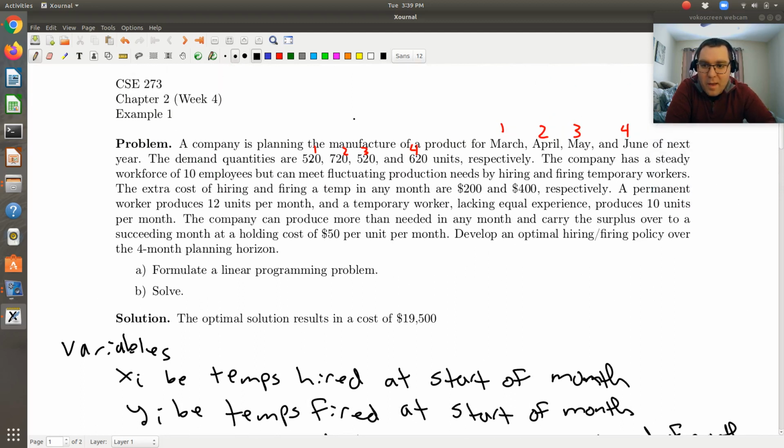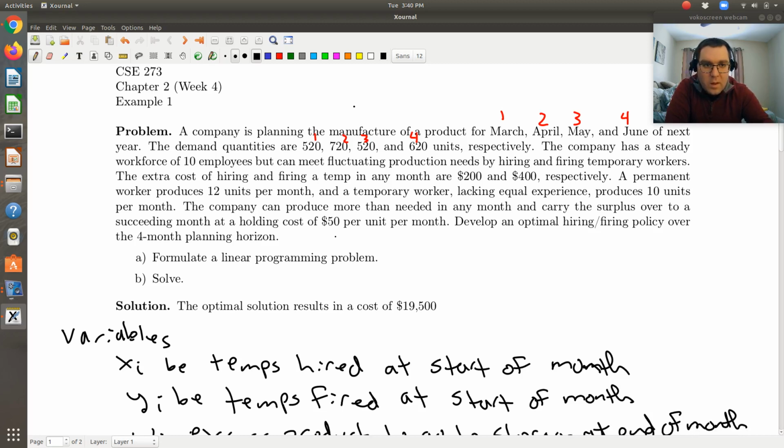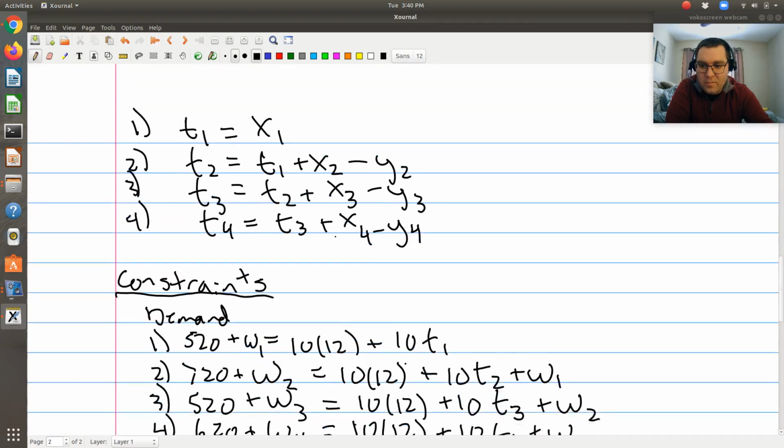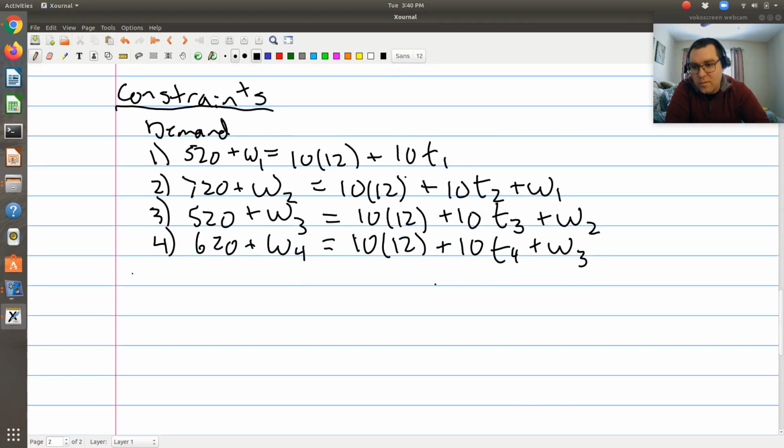All right, so let's see. There's our demand. The hiring and firing factors into our objective function. We have the production rates in our constraints. Yep, we have our carryover. Then the only other thing it looks like we have would be our non-negativity constraints.